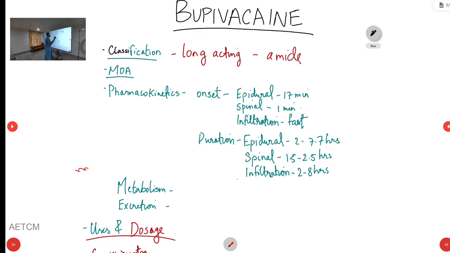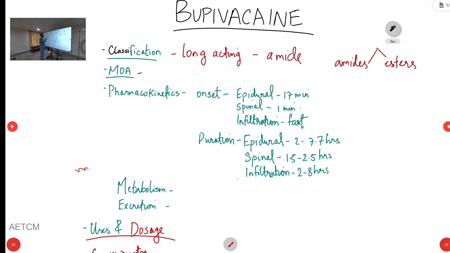We have two kinds of local anesthetics based on the structure. We can divide them into amides and esters. So these are the two basic classifications of local anesthetics, and then based on the duration of action we can further divide them. The amide groups are the ones we commonly use, which include bupivacaine, lidocaine, and other drugs like prilocaine. Whereas esters include benzocaine, cocaine, and procaine. All those drugs come under the ester group. In the amide group, the long-acting one is bupivacaine. So that is the classification.